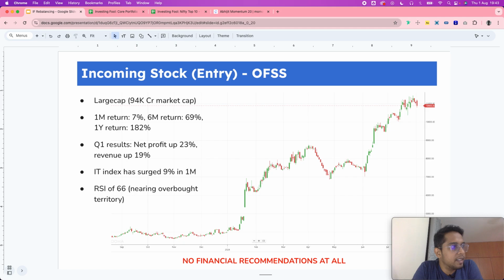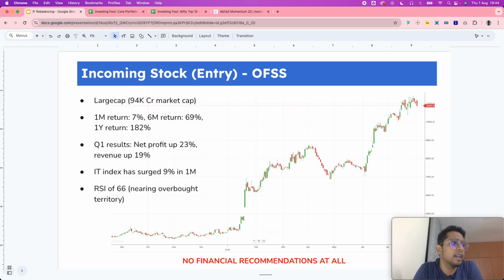So the 1 month return is 7%, 6 month return is 69%, and 1 year return is still 182%. That's a lot. 182% in 1 year is quite a bit. Q1 results were recently declared. Net profit was up 23%, revenue was up 19% year on year. The index itself has performed well, surging 9% in 1 month, as we saw.